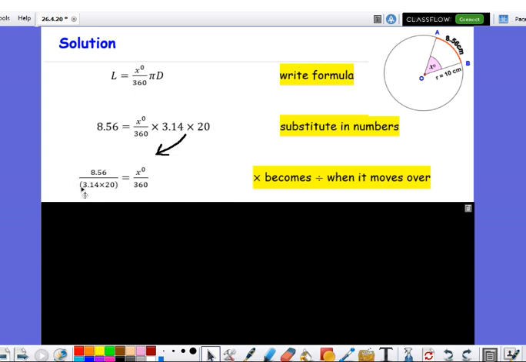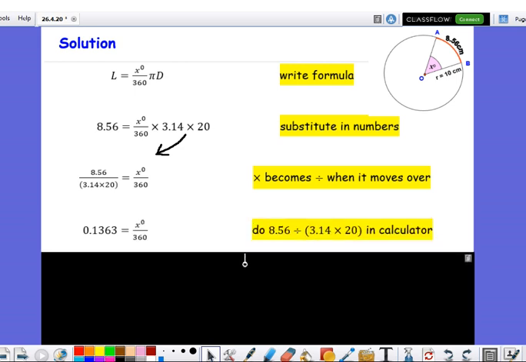Now you'll notice that I've put it in a bracket because you've got to be careful here, because it's 8.56 multiplied by all of this. If you just typed in your calculator 8.56 divided by 3.14 times 20, it would give the wrong answer. So either use your fraction button in your calculator or type in 8.56 divided by bracket 3.14 times 20. So hopefully you can get that in your calculator, 0.1363. It will be longer than that, but I've rounded it to 4 decimal places.